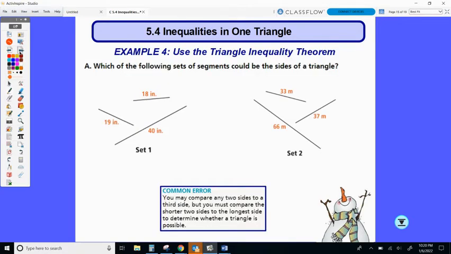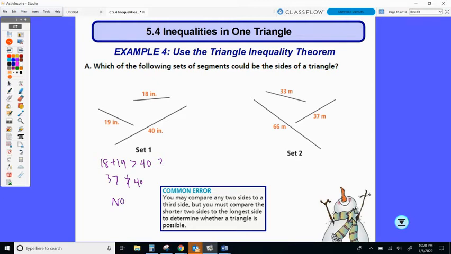Okay, so which of the following sets of segments could be the sides of a triangle? Well, one thing you have to double check is this longest side here, that's a critical one. The critical test is going to be, are the two shorter sides bigger than my longer side? So is 18 plus 19 greater than 40? That's the question, right? In this case, 18 and 19 is going to be 37, which is not greater than 40, right? So no, this will not create a triangle.